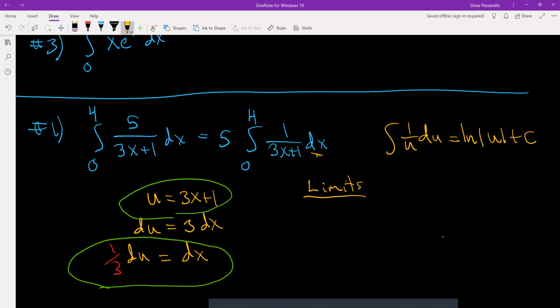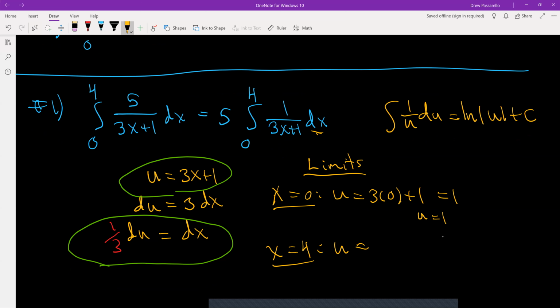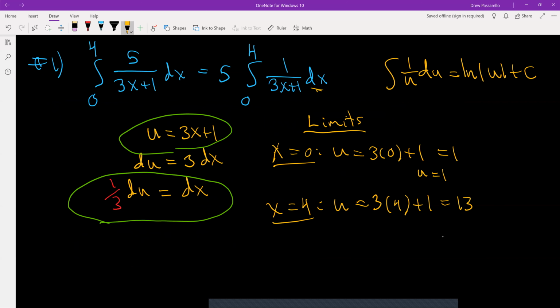our lower limit's 0, so if x is 0, u is 3 times 0 plus 1. So u is going to be 1. And if x is 4, u is 3 times 4 plus 1, so 13. So we have 1 and 13 are our new limits of integration.